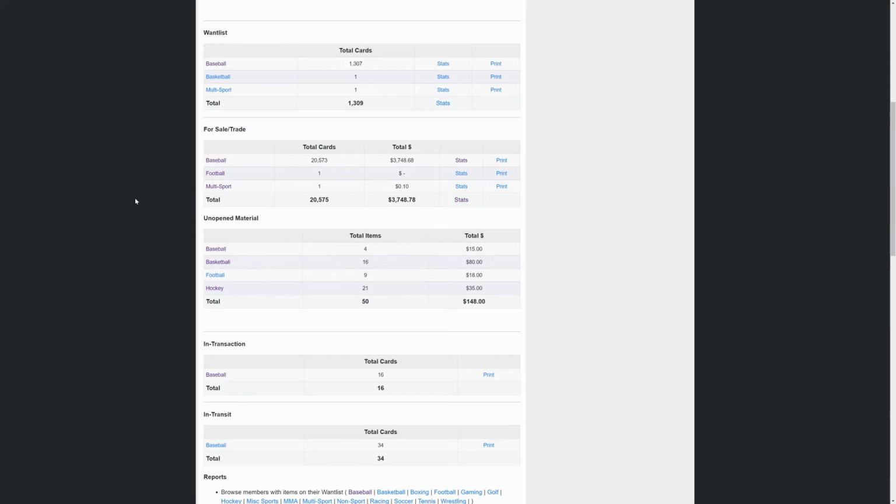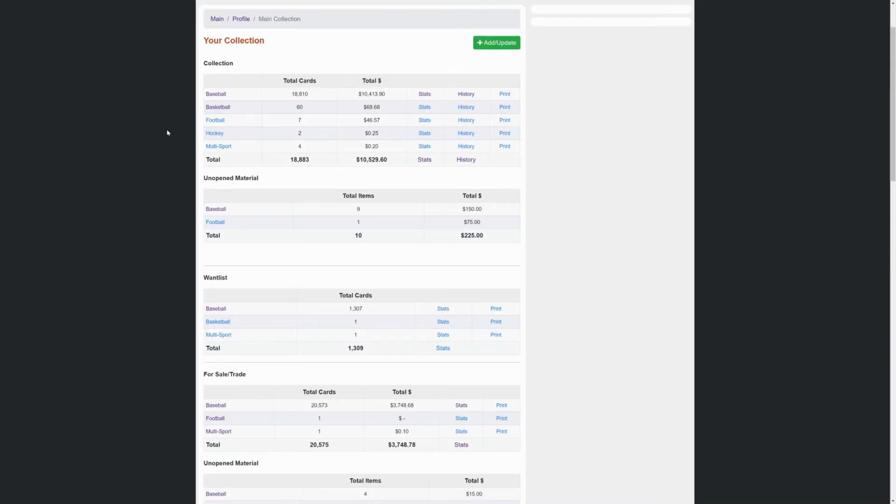You can also use your profile to make it easier for you to trade. So there's a section in there. What it does is it allows you to write stuff about yourself. It's kind of open-ended, and you could explain exactly what you're looking for, which sets you're working on, different players you like to collect.